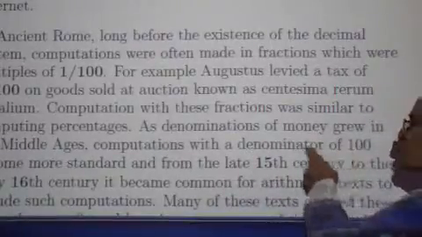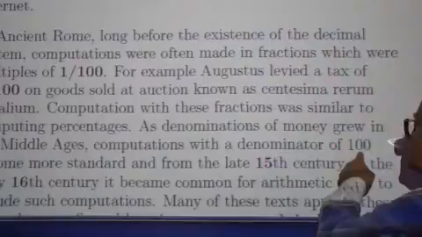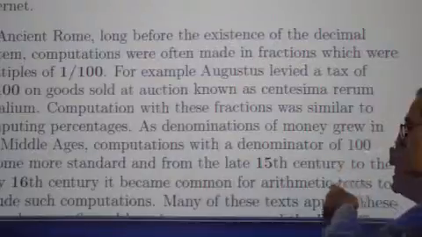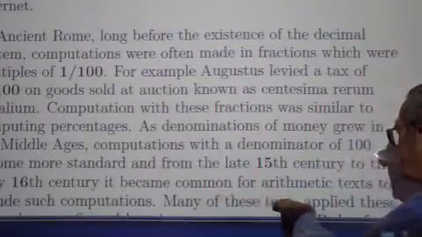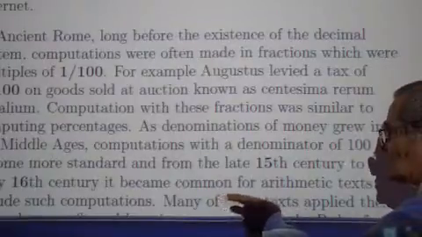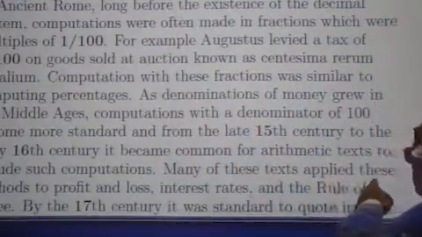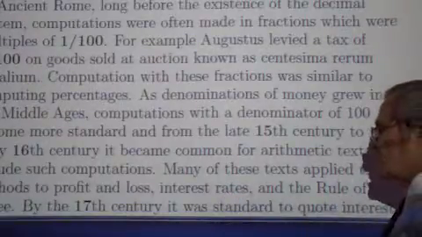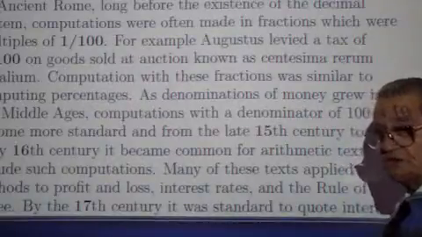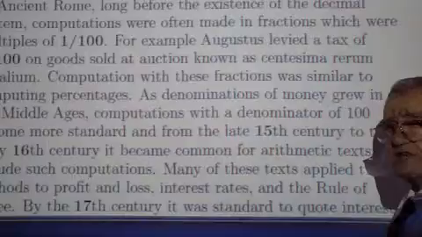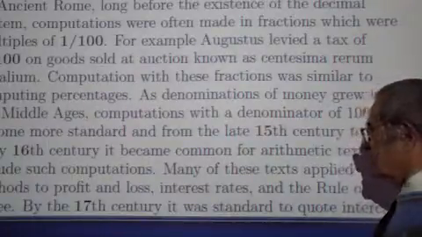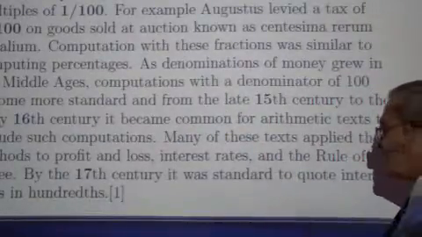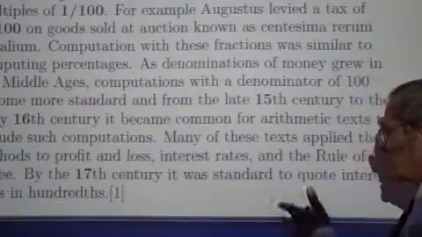As denominations of money grew in the Middle Ages, computations with the denominator of 100 became more standard, and from the late 15th century to the 16th century, it became common for arithmetic texts to include such computations. Many of these texts applied these methods to profit and loss, interest rates, and the rule of 3. I used the rule of 3 when I went to high school. I have not seen it used anywhere else in the United States, not yet. By the 17th century, it was standard to quote interest rates in hundreds. So that has a long tradition.